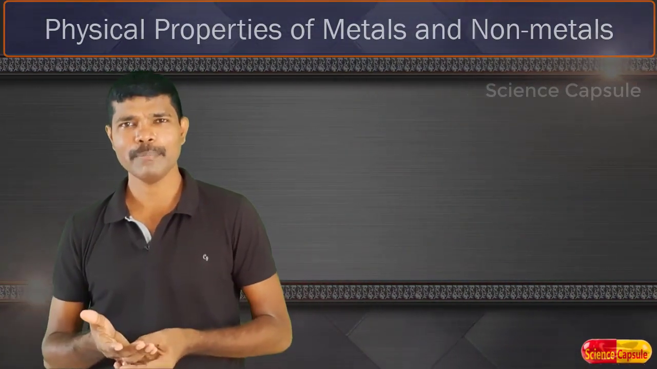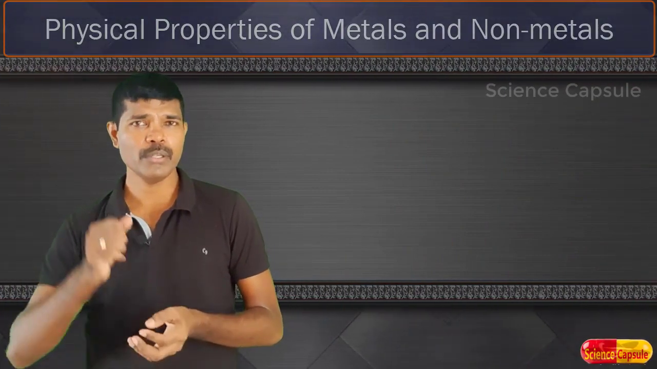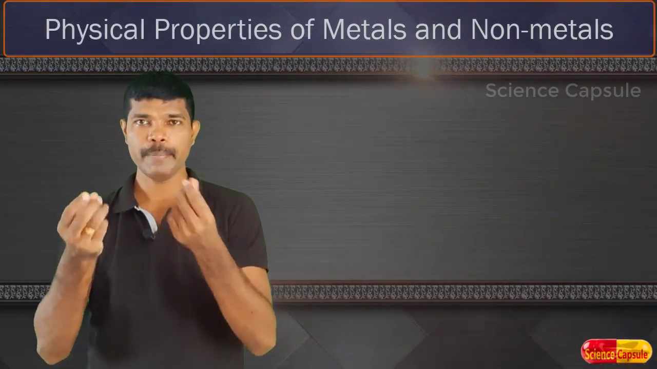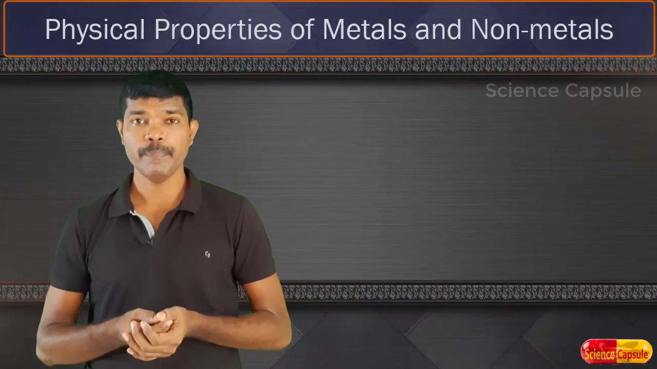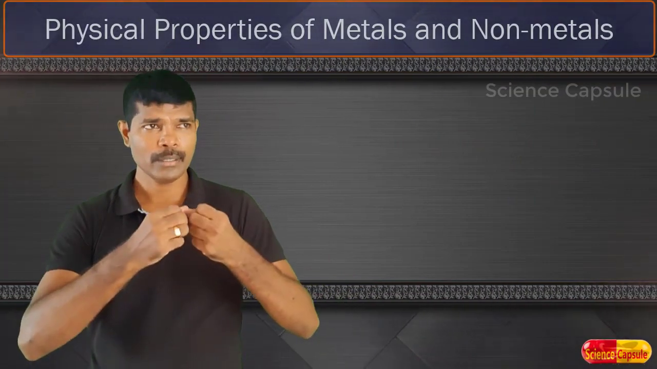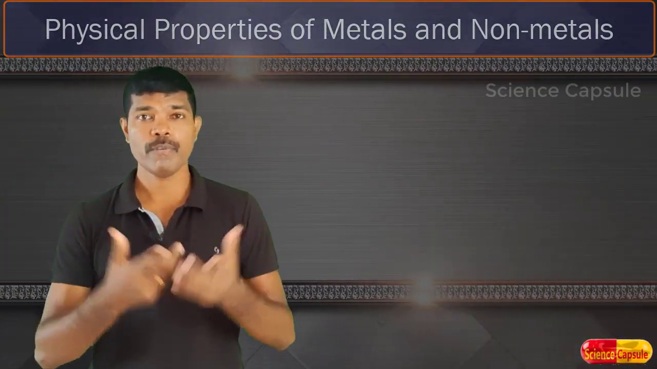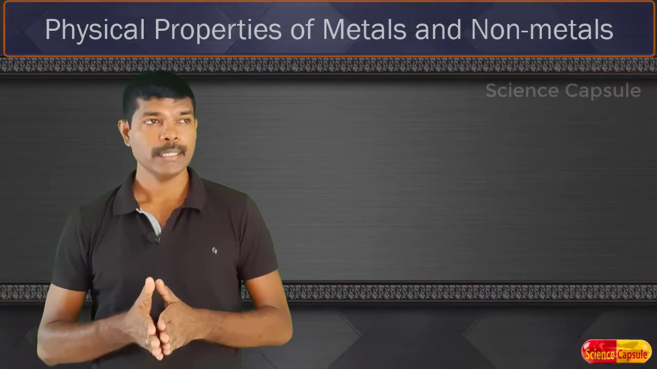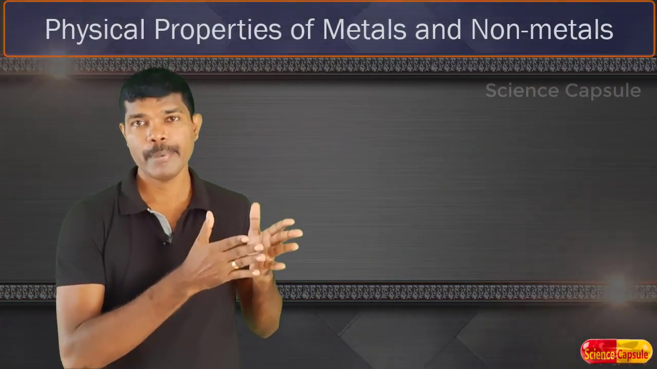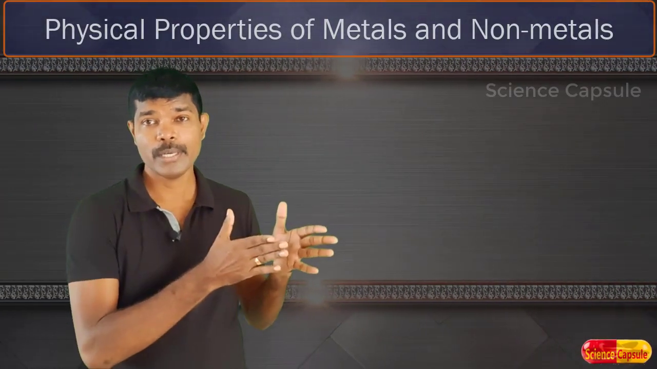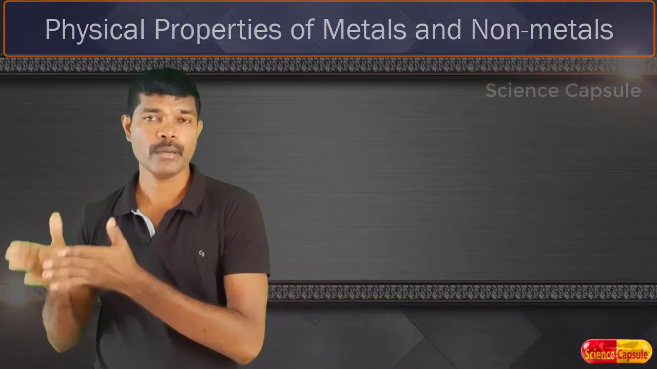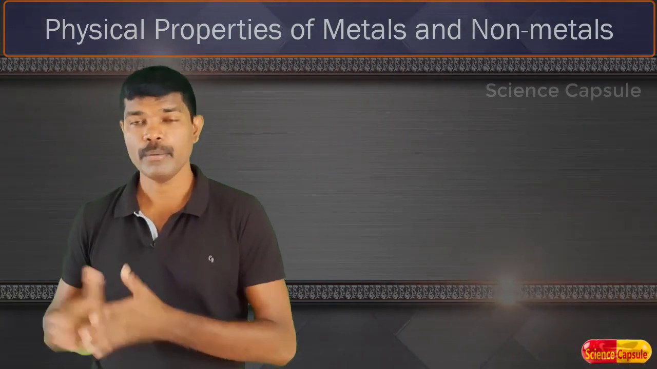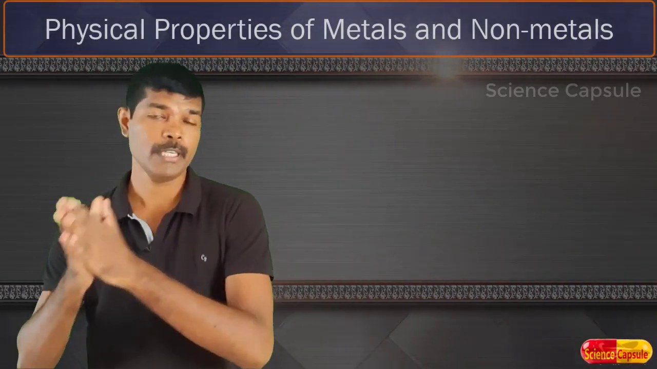One familiar example to understand brittleness is when you hit glass: it breaks and spreads into tiny particles. This we call brittle. When metals are drawn, they can be changed into fine wires, whereas this property won't be possessed by non-metals. Metals have a shiny appearance, they are lustrous in nature, whereas non-metals are non-lustrous. And metals are good conductors of heat and electricity, whereas non-metals are poor conductors of heat and electricity.